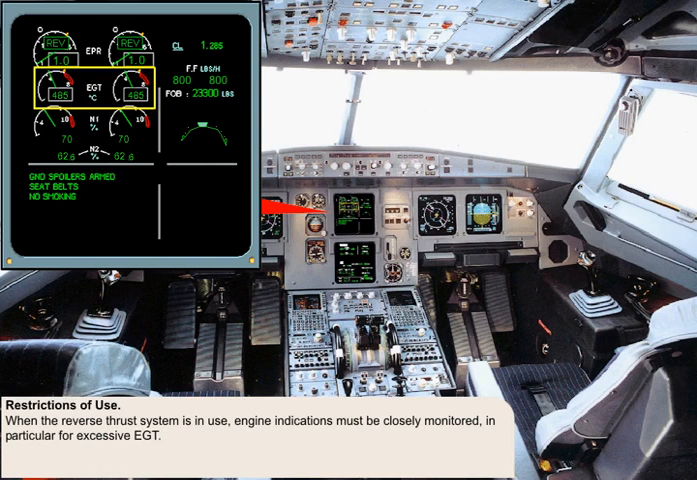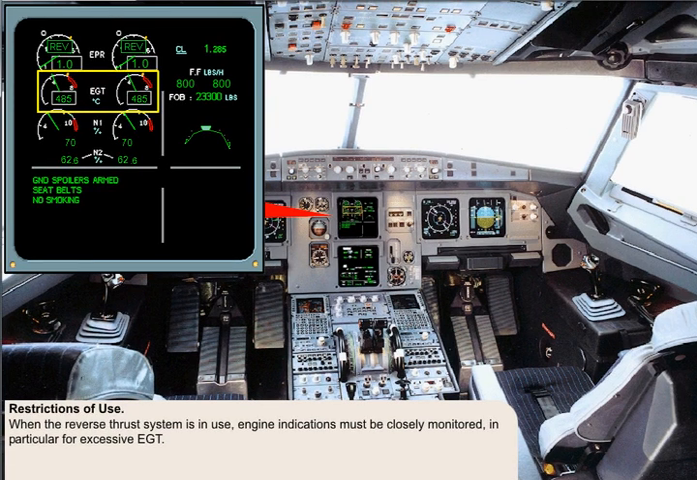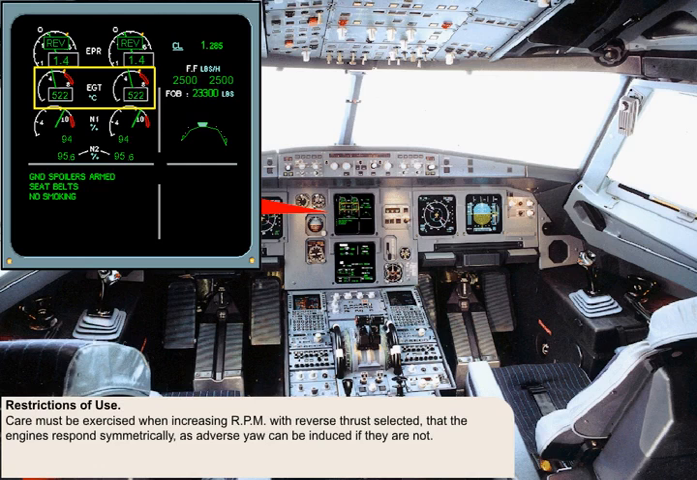When the reverse thrust system is in use, engine indications must be closely monitored, in particular the exhaust gas temperature. It should be borne in mind that re-ingestion of the exhaust gases will cause the EGT to increase, perhaps exacerbating a situation where high ambient temperatures are already causing the EGT to be close to its limit. Care must be exercised when increasing reverse RPM that the engines respond symmetrically, as adverse yaw can be induced if they are not. This could be particularly embarrassing when applying full reverse thrust when landing on a slippery runway.